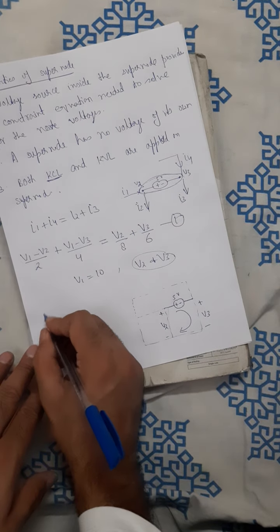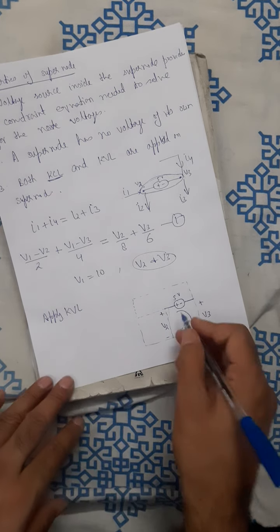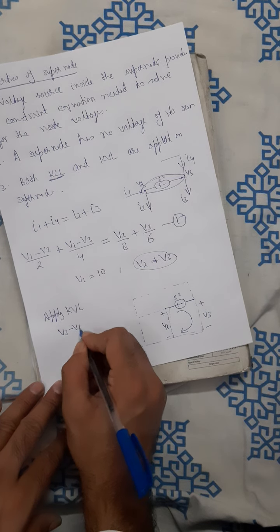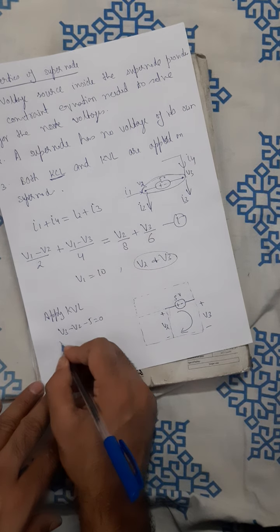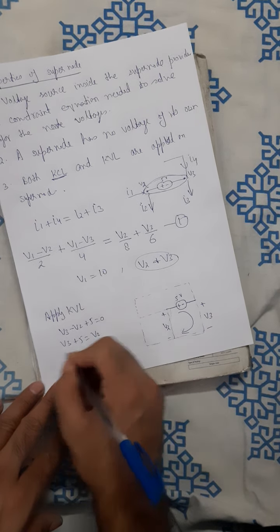So now I will apply KVL in this node. What will I get? I will get V3 minus V2 minus 5 equal to 0, or V3 plus 5 is equal to V2.